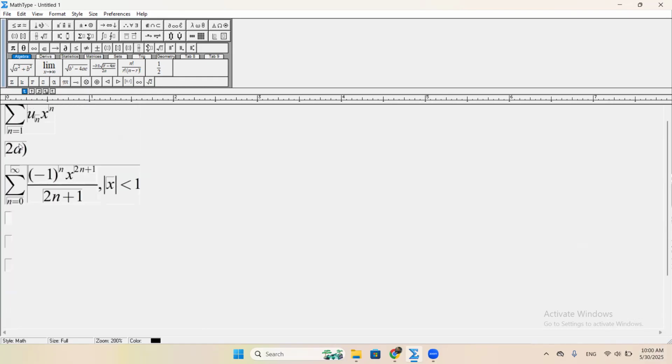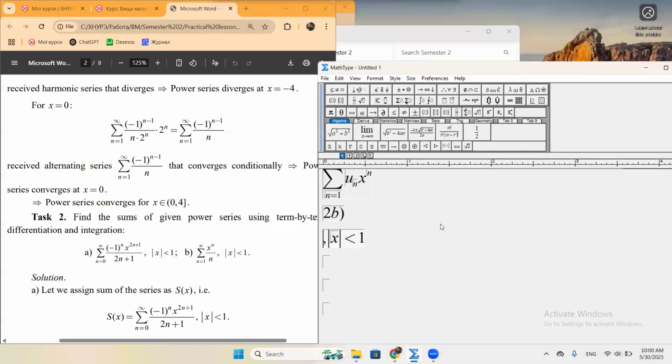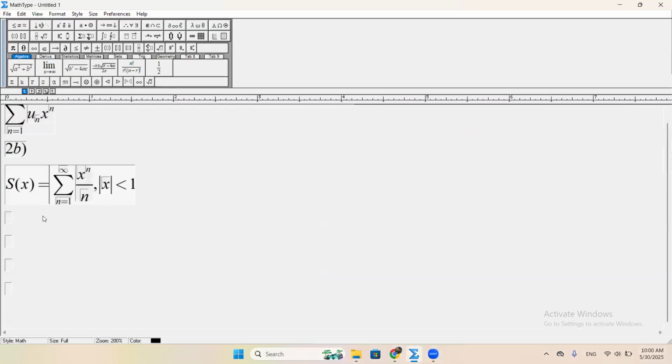2b. Okay, I will leave this part. So having the following series, n from 1 to infinity, x in power of n over n. So actually this is the sum of this. So let's write this series as a sum.